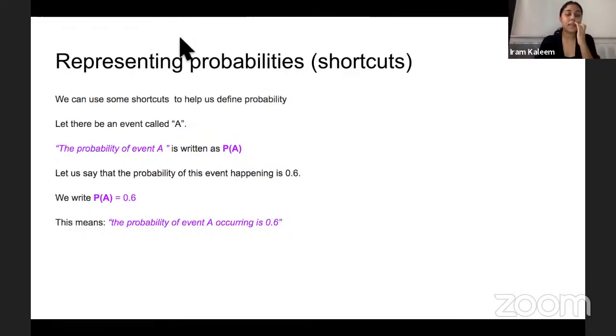Okay, representing probabilities, also known as shortcuts. So we learned about some shortcuts to help us define probability. Let's say there was an event called A. We said that writing the phrase, the probability of event A, we can shorten that as just P of A. So the key bits here are in purple. Let's say the probability of this event A happening is 0.6. So we'd say that P of A is equal to 0.6. If we translate this statement, P of A is equal to 0.6, it means the probability of event A occurring is 0.6.